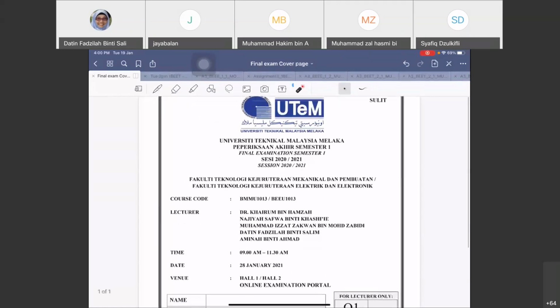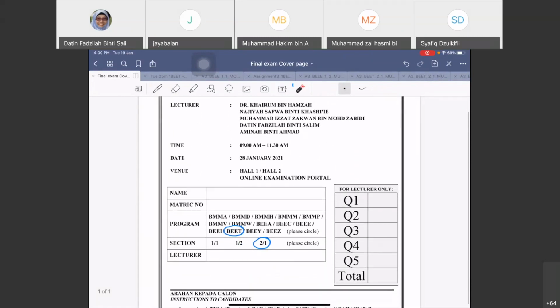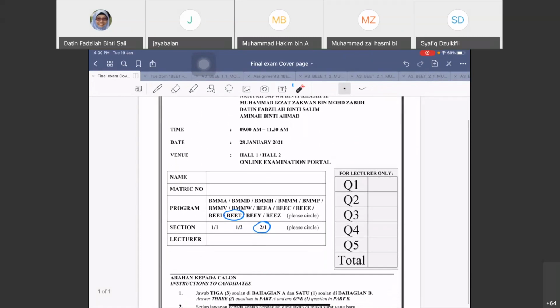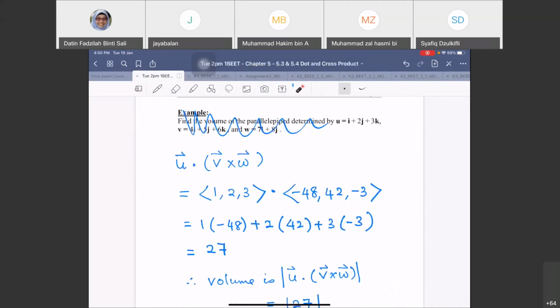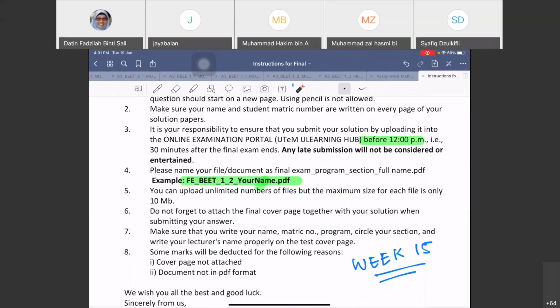I've already uploaded this into ULearn, and you just need to make sure that you download it and use it on final exam day. This is for our technical mathematics paper.